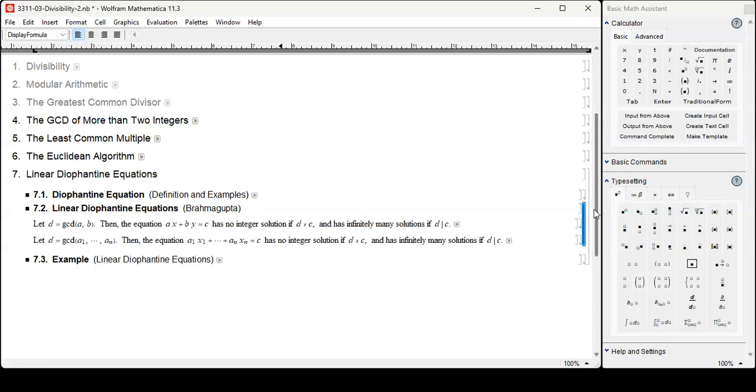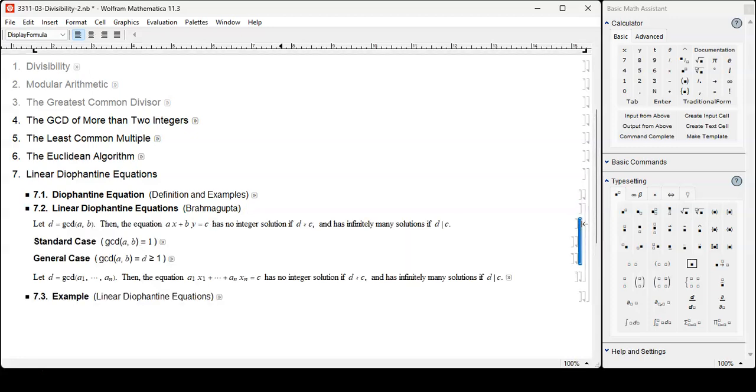Here is a beautiful solution by Brahmagupta in the 6th century, I think, 6th century or 7th century, I'm not so sure. Brahmagupta is an Indian mathematician. Let D be the GCD of a and b, and consider the Diophantine equation ax plus by equals c. Then this equation has no integer solution if D does not divide c, and it has infinitely many solutions when D divides c.